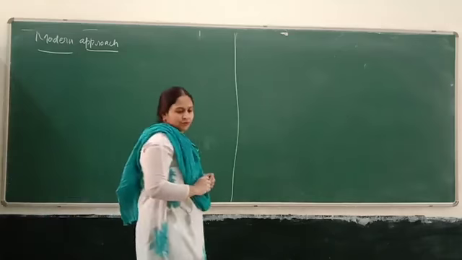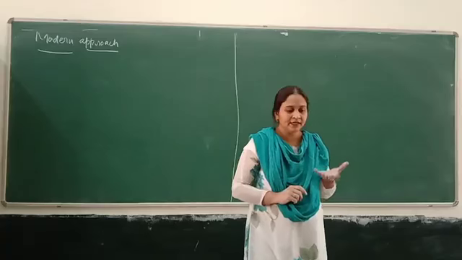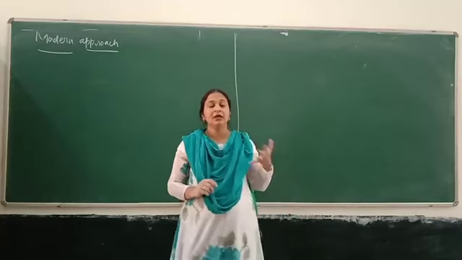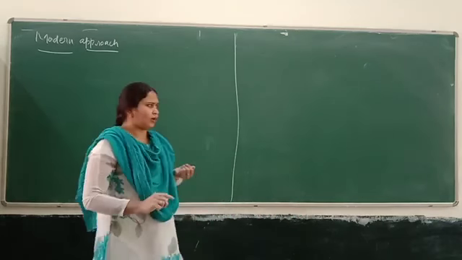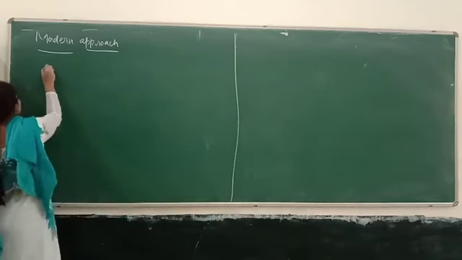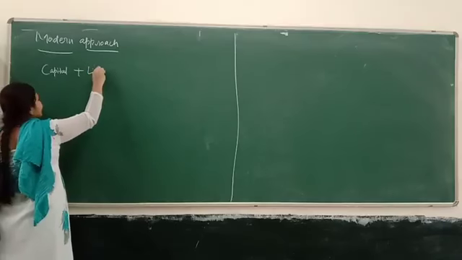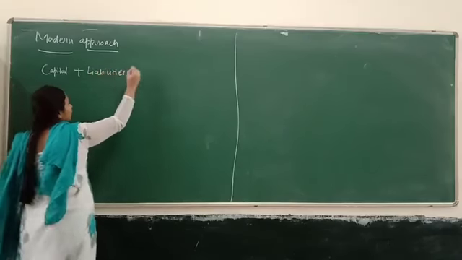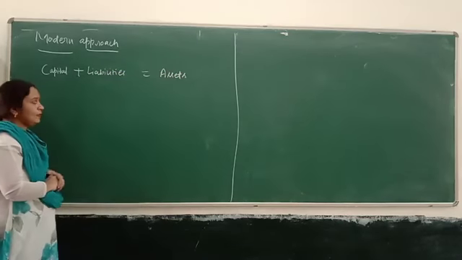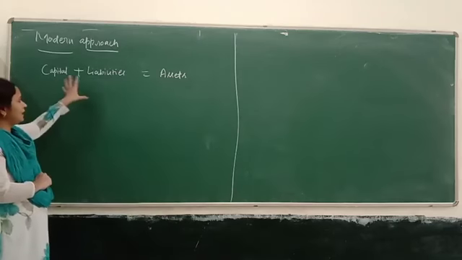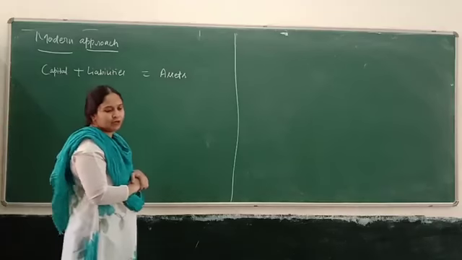Now under the modern approach, we can solve problems here. It is based on the accounting equation. You know what the accounting equation is? Capital plus liabilities is equal to assets. Right? So always your capital and liabilities together will be equal to your assets.